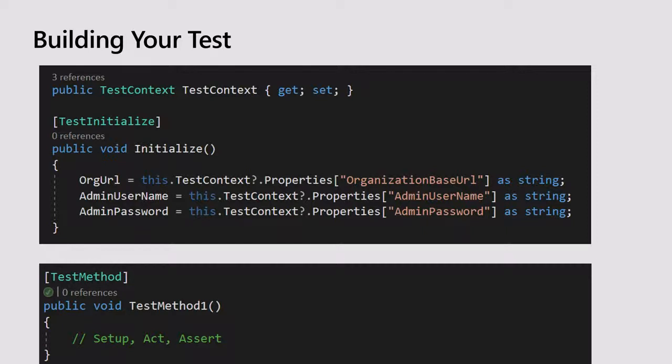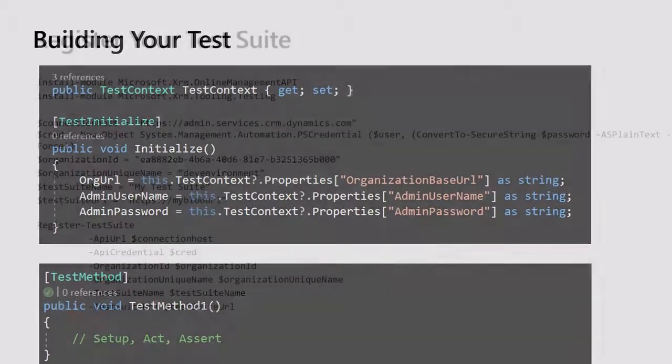Once you submit the test suite, you can pull these values out of essentially a settings file that we generate on your behalf when you do the submission. And then within your test method, if you tag it as a test method, we'll identify all the test cases within the DLL, and they'll be executed accordingly.